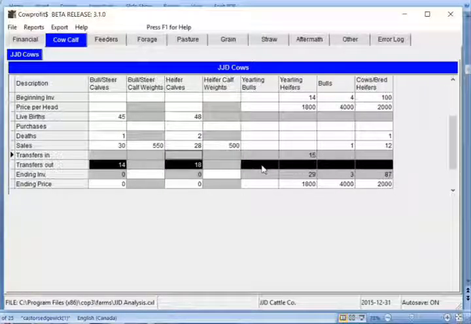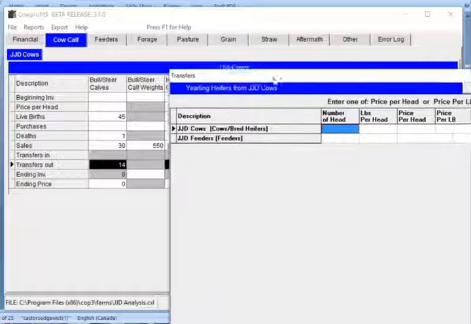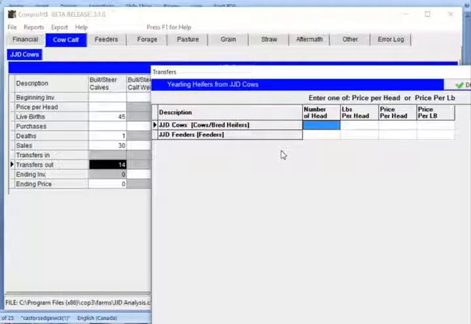And then, were there any yearling bulls? No, but yearling heifers. We bring up the transfer screen for the yearling heifers, and these yearling heifers went to cows and bred heifers, 14 of them. So 14 at 1,000 pounds each, and 1,800 per head went to cows and bred heifers. And I think that's it for that.